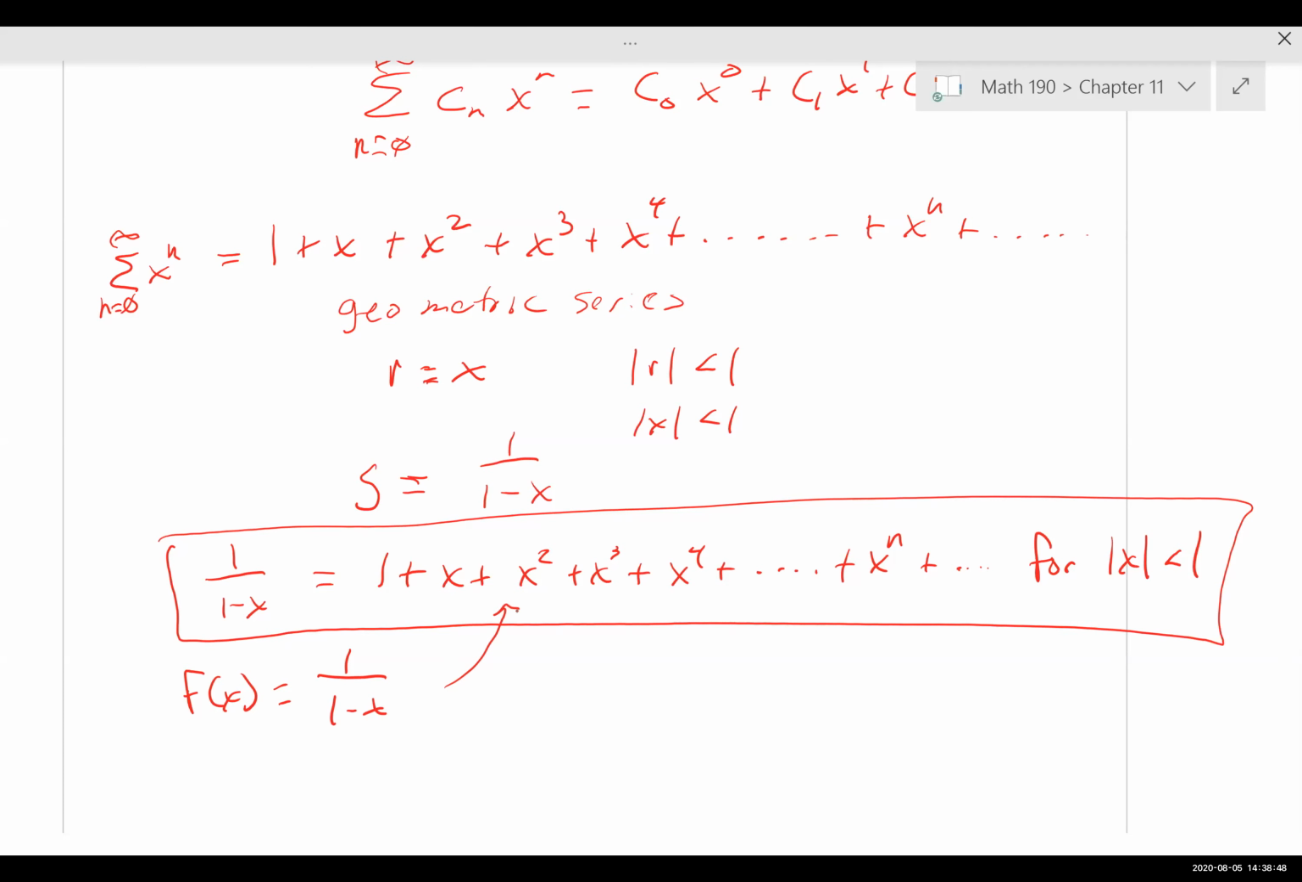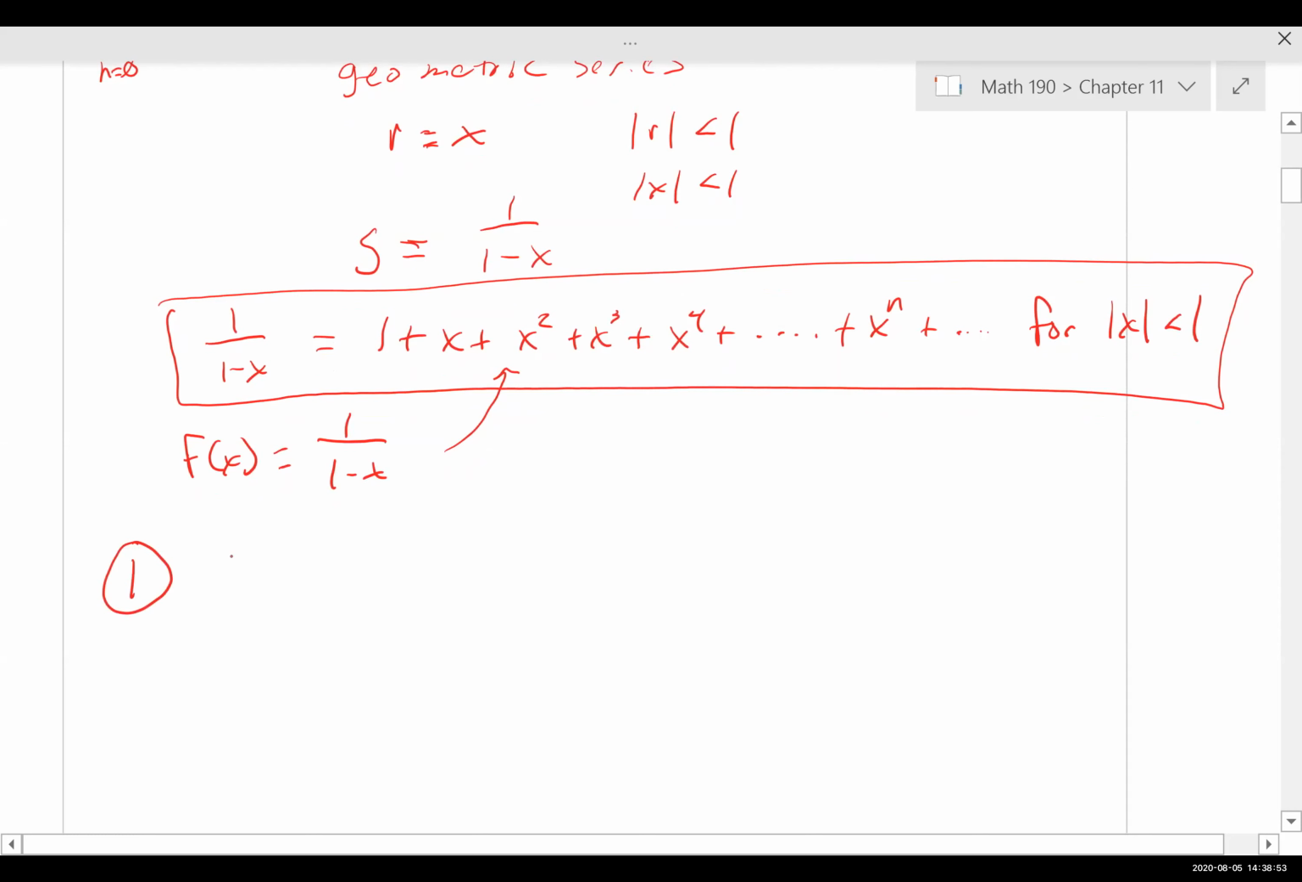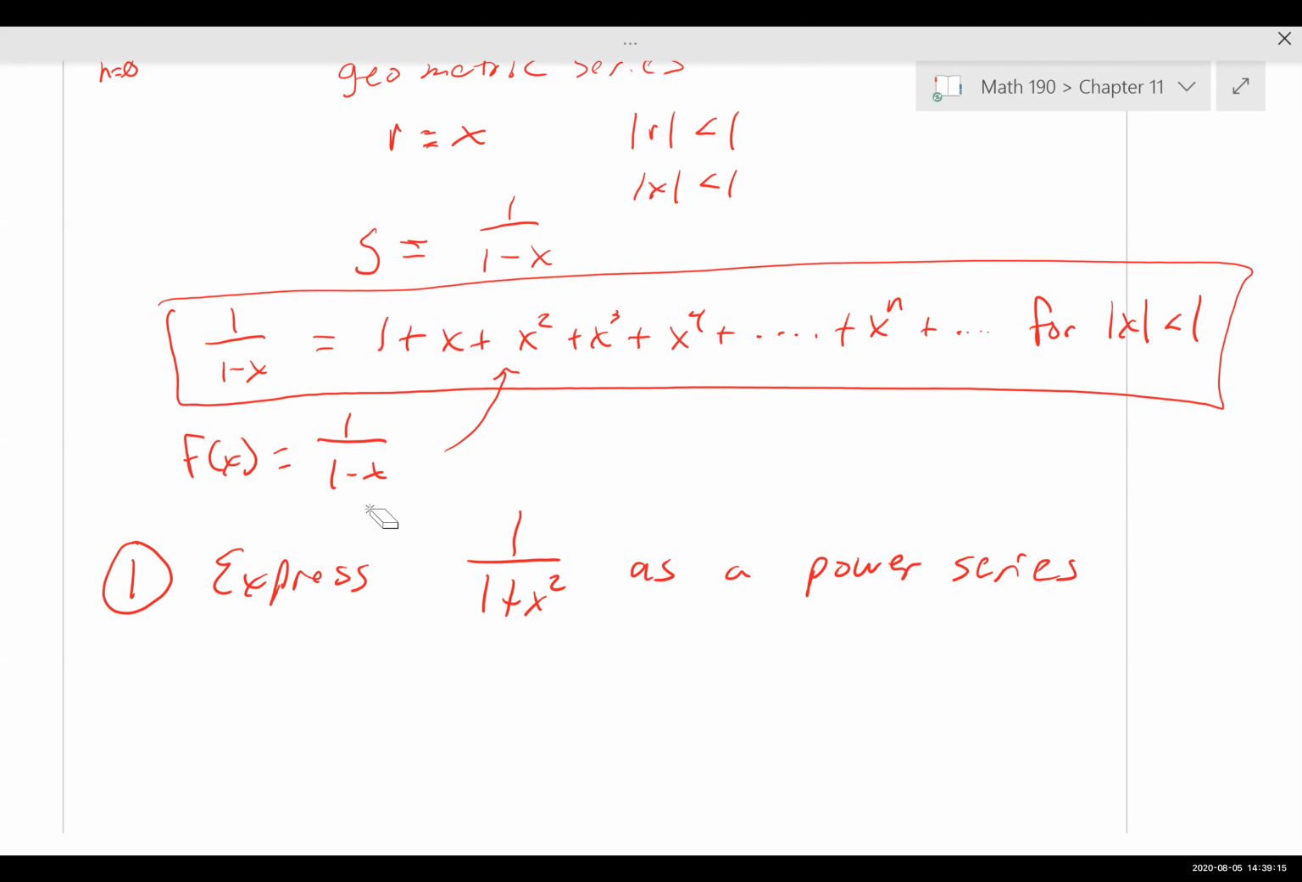Okay, let's do an example here. Express 1 over 1 plus x squared as a power series. How would we express this guy as a power series?